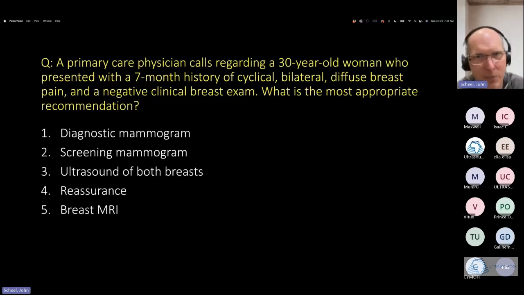Okay, so I was asked to put some questions in. A primary care physician calls regarding a 30-year-old woman who presented with a 7-month history of cyclical bilateral diffuse pain and a negative clinical breast exam. What is the most appropriate recommendation? Diagnostic mammogram, screening mammogram, ultrasound of both breasts, reassurance, breast MRI. Reassurance. Again, cyclical diffuse breast pain is not an indication for a breast ultrasound.